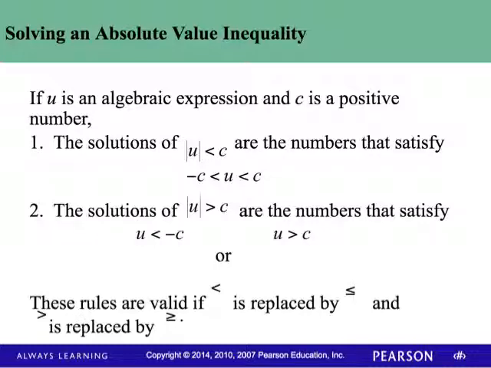On the other hand, if your expression is the absolute value of u is greater than c, I'm saying that u's distance from 0 is bigger than c. So u is either going to be less than -c, because then it would be more than c units from 0, or u is going to be bigger than c. And these are the two ways that u can be more than c units away from 0.